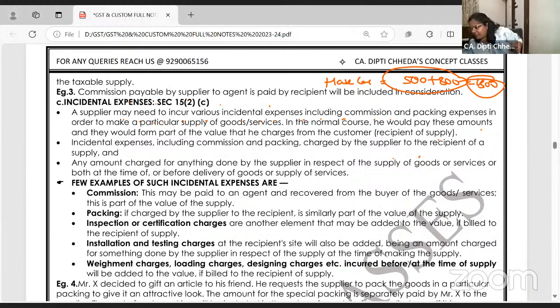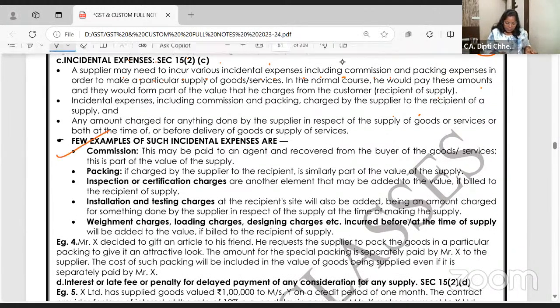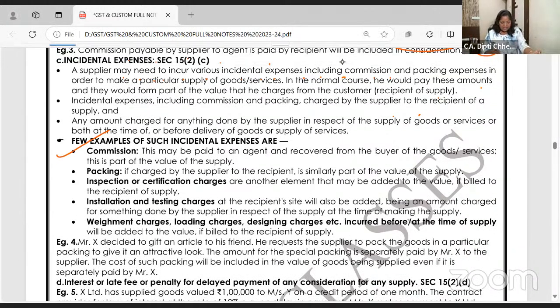Okay, so this is the way we have to do it. Check all the incidental expenses, testing and commission and all. The whole list is given. A few examples of incidental expenses are commission.